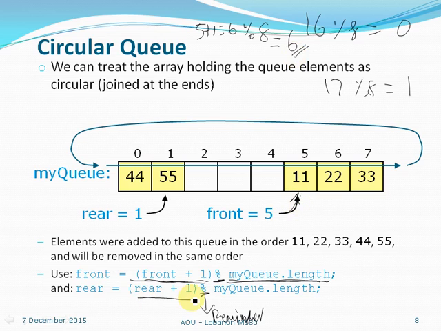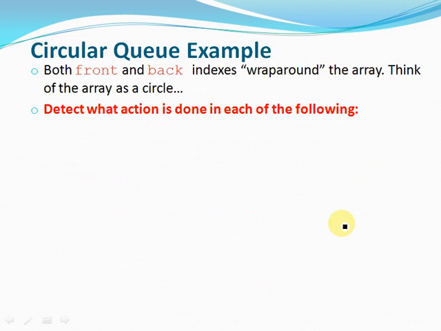In the same fashion, the rear is rear plus 1 modulus q.length. As you have the rear here at 1, 1 plus 1 is 2, 2 mod 8 is 2 only. So your rear is at the 2nd position. Now if you delete an element, you add 1 to the front every time and mod with myq.length. Both front and back indexes wrap around the array. Think of the array as a circle, as I explained before this slide.